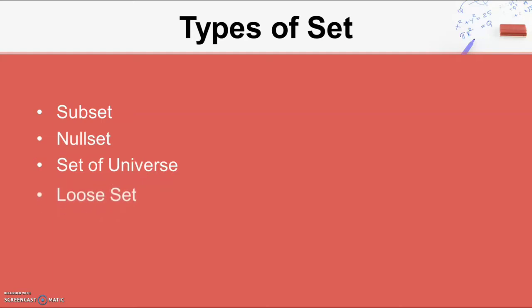Types of set. There are 5 types of set, including: 1. Subset, 2. Null set, 3. Set of universe, 4. Loose set, and the last is set of equivalent.